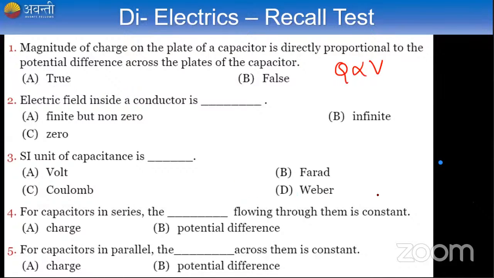Dhanush, yes. I think you have tried to answer in the polls, right? Okay, cool. Jyoti, yes, right. For capacitors in parallel, the dash across them is constant. Okay. So hope everyone might have tried to answer this.